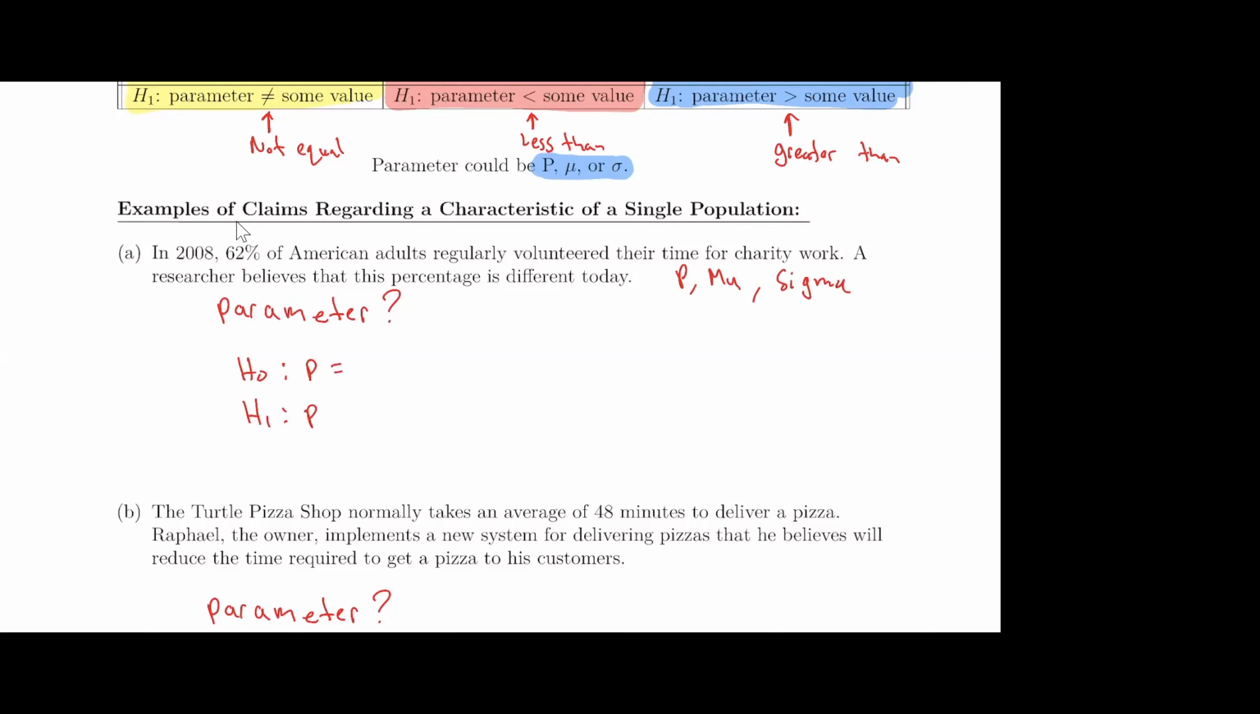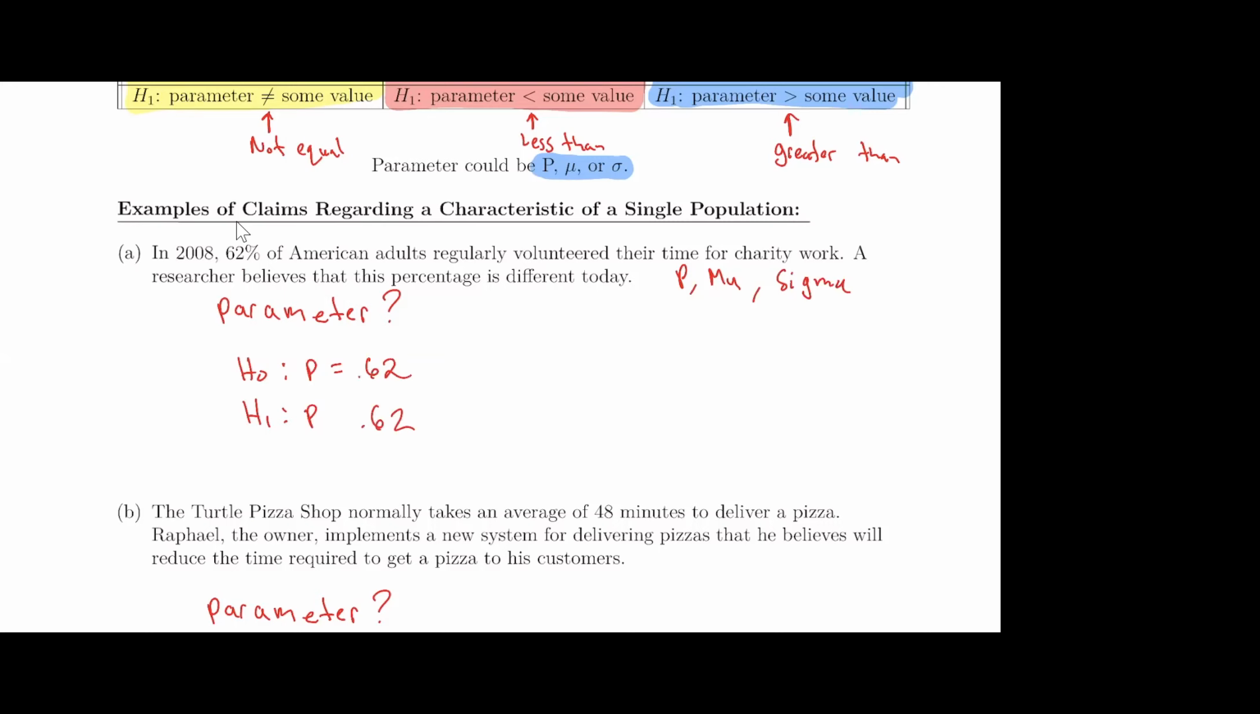For the null hypothesis, you can pretty much just put the equal sign, because the equal sign should go there. So we're going to say P is equal to the last known percentage. They told us that 62% of American adults regularly volunteer, so we still believe that that number is accurate. So we're going to say P is equal to 0.62. And you also put that number down here.